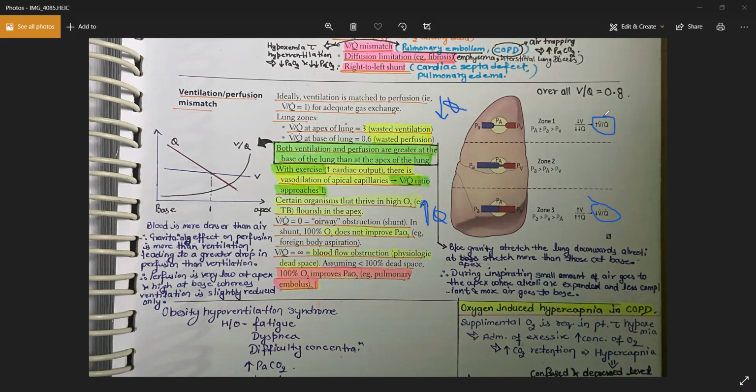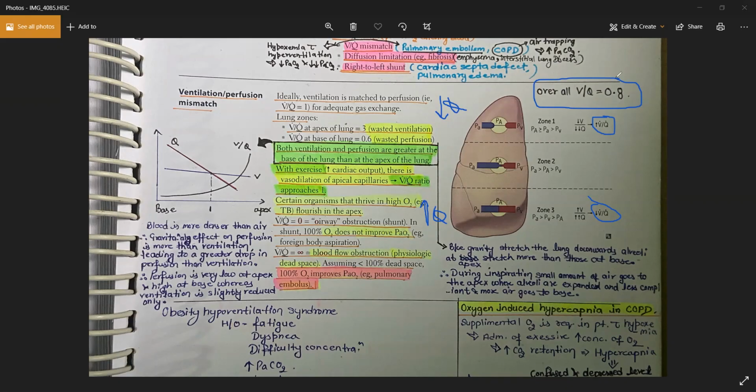If you check the overall ratio of the VQ of this lung, I will have a VQ of around 0.8. You have to remember this. The overall VQ of the lung is around 0.8.